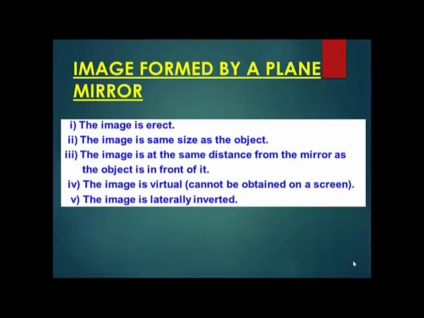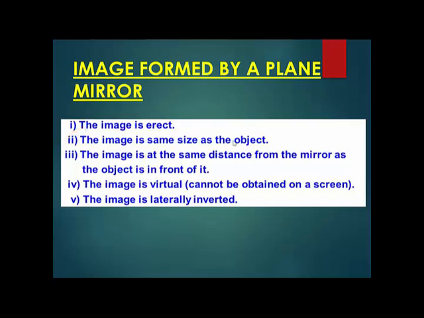This also you have studied in class 7. We are just revising it again. The image which is formed by a plane mirror is erect. The first point, look at this. It is erect. Erect means straight. If you are standing straight, you will see the image also straight. Secondly, the image is the same size as that of the object, which means suppose if you are 5 feet tall, you will see the image also 5 feet tall only.